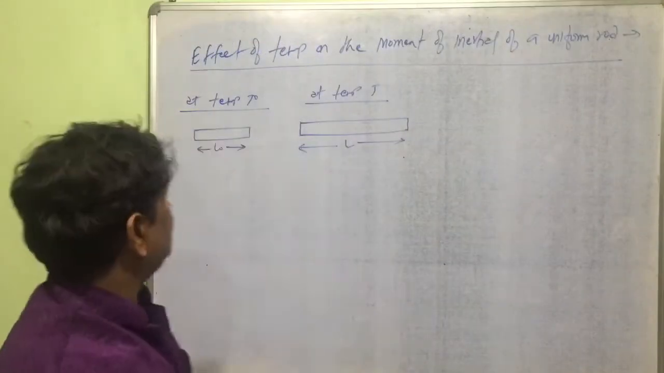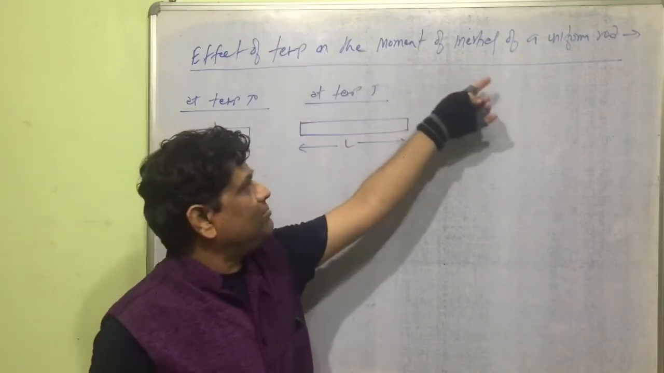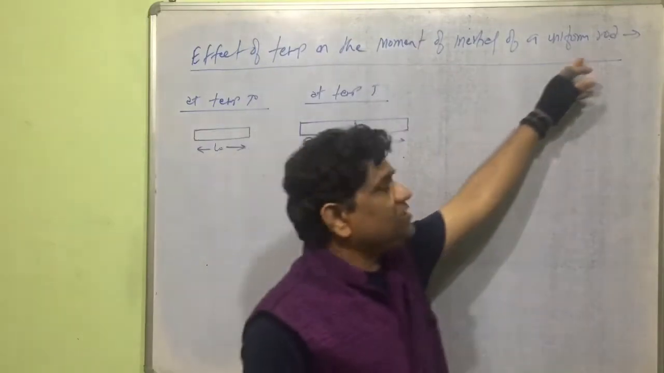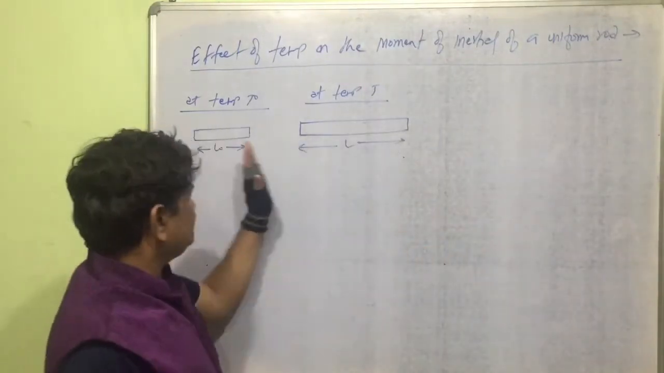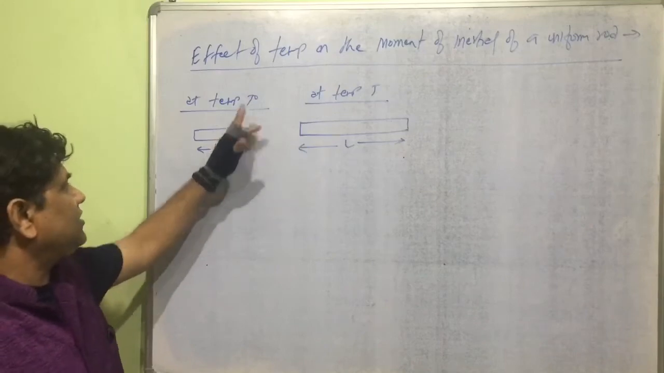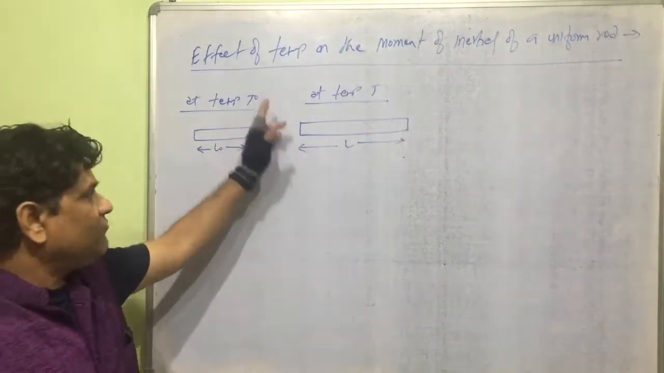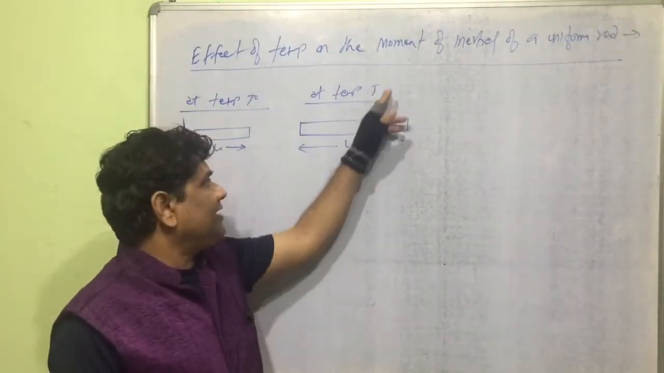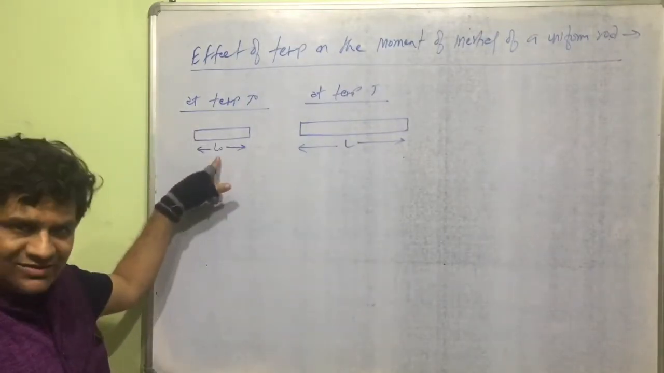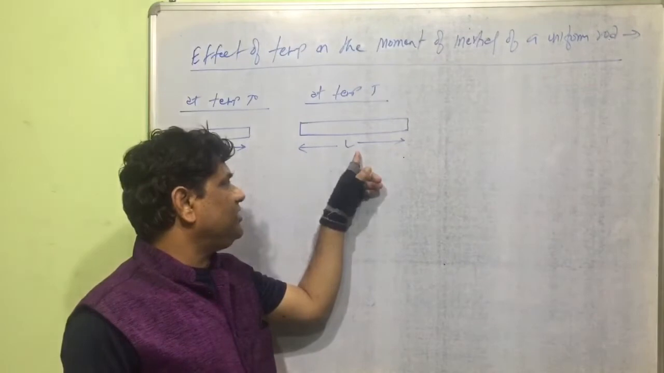Now the next topic is effect of temperature on the moment of inertia of a uniform rod. Suppose we are taking a uniform rod. Here are two diagrams on the board. Here is a rod of length L naught at temperature T naught. Final length will become L at temperature T. So initial length of the rod is L naught, final length will become L.